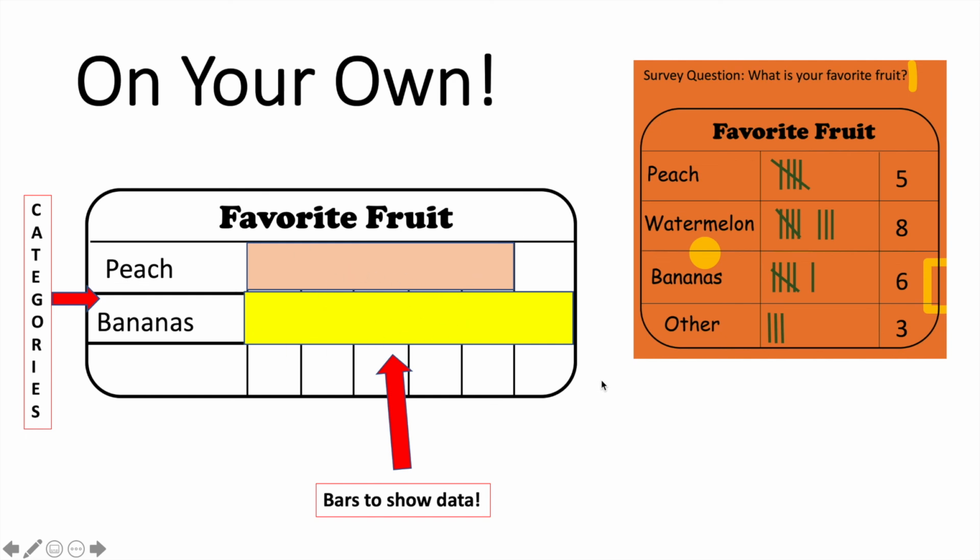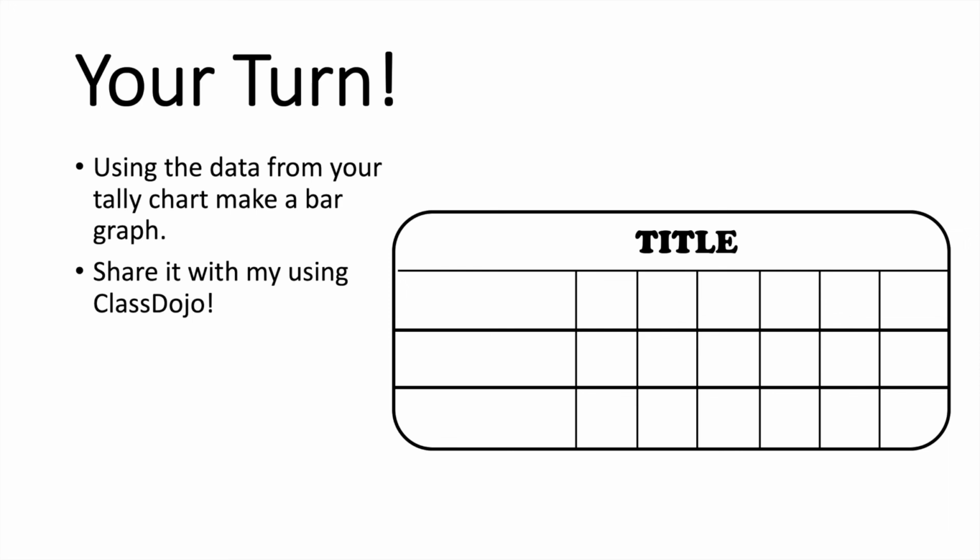You will be doing the same thing with your tally chart. Remember, that's the one where you asked about favorite food, favorite sport, favorite fruit. Those are the ones I remember seeing. So use that information to create your own. Are you ready? Okay, so now it's your turn. Remember, using the data from your tally chart, please make a bar graph. And then share it with me using Class Dojo.